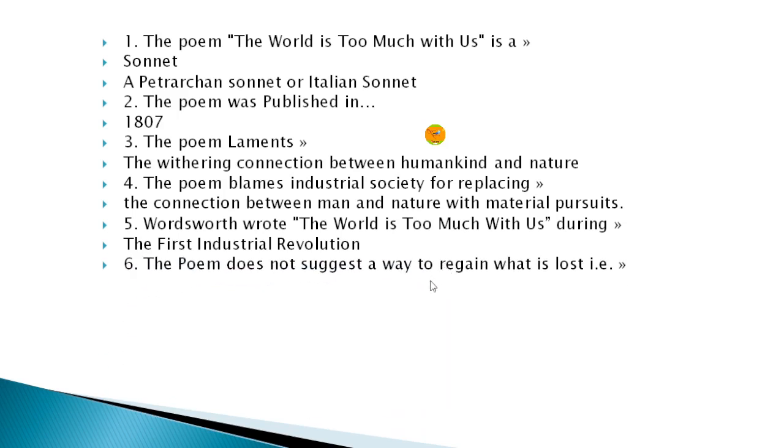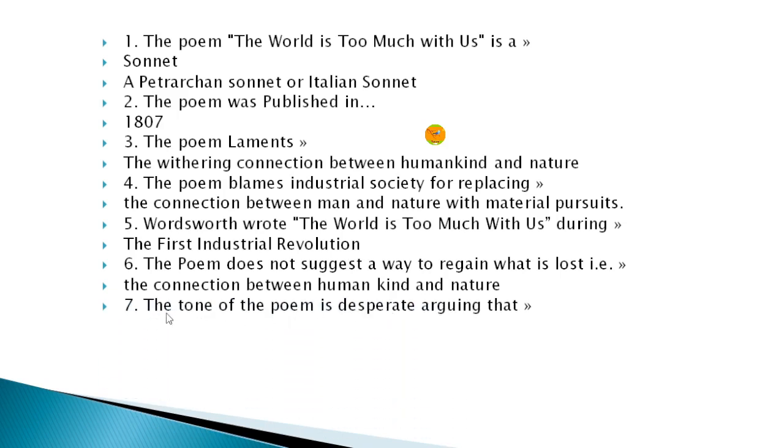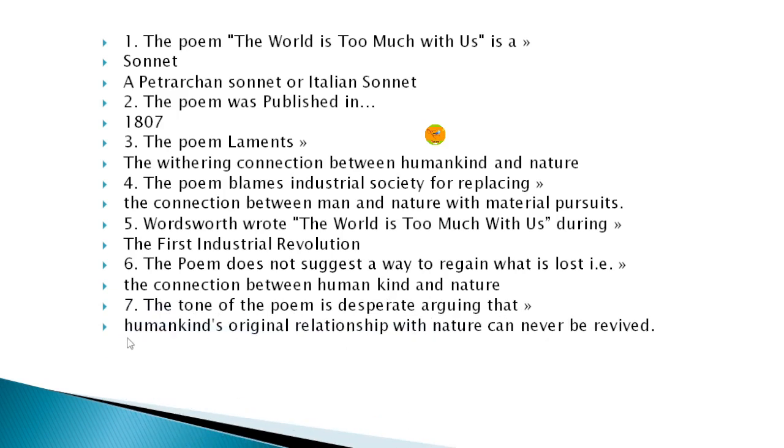Next, the poem does not suggest a way to regain what is lost. I mean, the poet does not suggest a way to regain what is lost. What is lost? The connection between humankind and nature. The connection is lost, and the connection was prevailing between humankind and nature. Next question. The tone of the poem is desperate, arguing that, yeah, the answer is humankind's original relationship with nature, and the poet argues that this can never be revived.